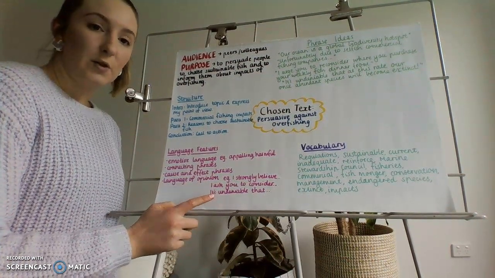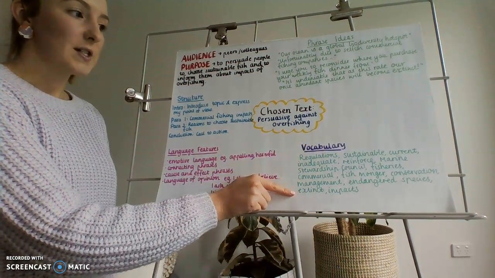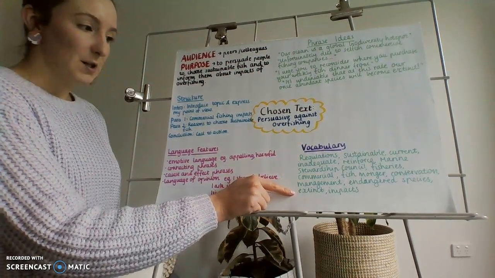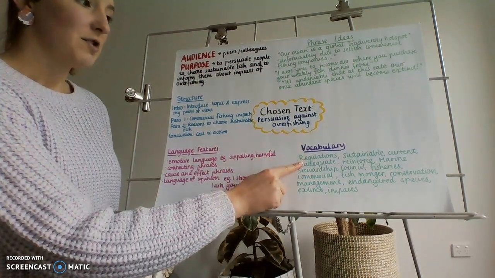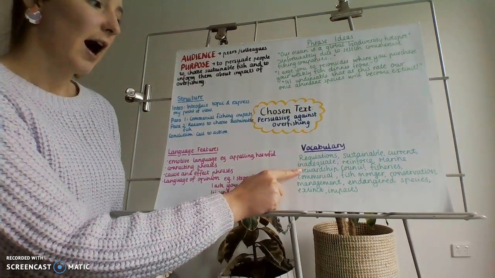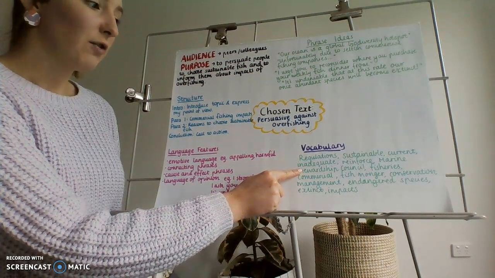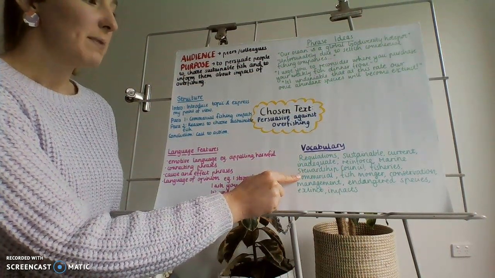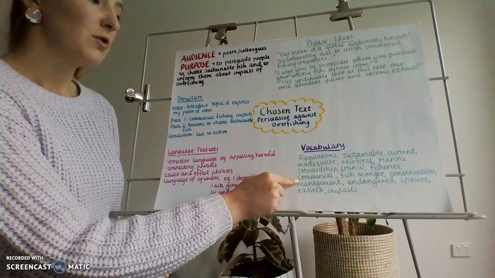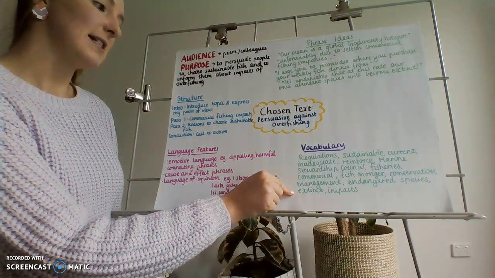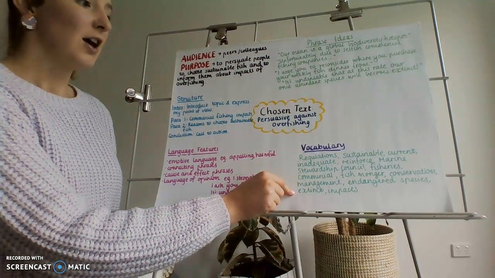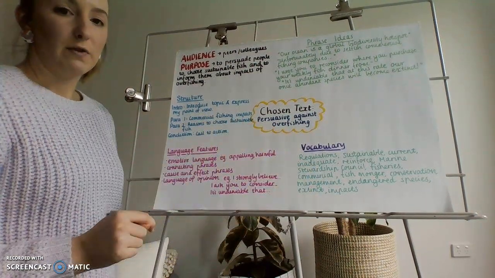The next thing I did was think about my vocab words. So I did a bit of research for this one. I thought of words that I know relate to overfishing, such as regulation, sustainable, current, inadequate, reinforce, the Marine Stewardship Council, fisheries, commercial, fishmonger, conservation, management, endangered species, extinct, and impacts. So those are words that relate to overfishing.